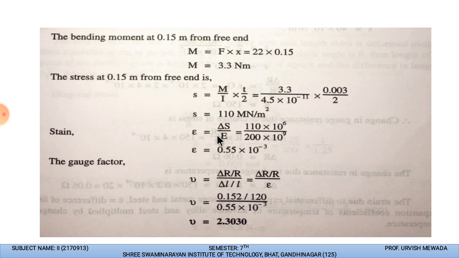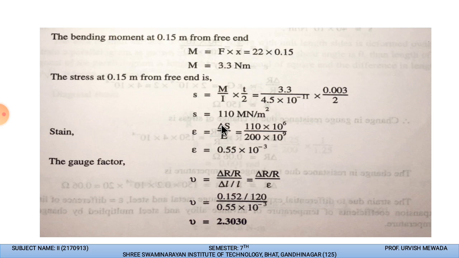Now we have the equation of Young's modulus. E is the delta S over epsilon. So change in the stress divided by strain, or we can say S by E. So this is the stress which we are applying on the beam.